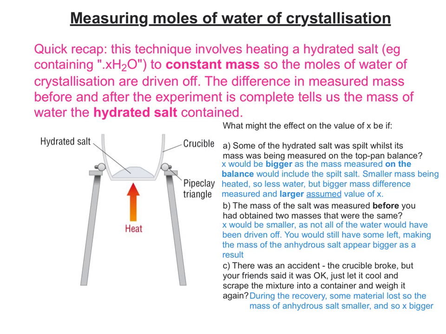Let's say the crucible broke whilst heating. Nobody's fault, it just did. They do sometimes. But you checked with your friends and they said it was alright, just let it cool, and then scrape the mixture into a container and weigh it again. During that recovery process, you're bound to lose some material, so the mass of the anhydrous salt you actually end up weighing will be smaller, and therefore by difference to the original measured mass of hydrated salt, you're going to think that the bigger mass that you're measuring is due to more X, so it would make X bigger.